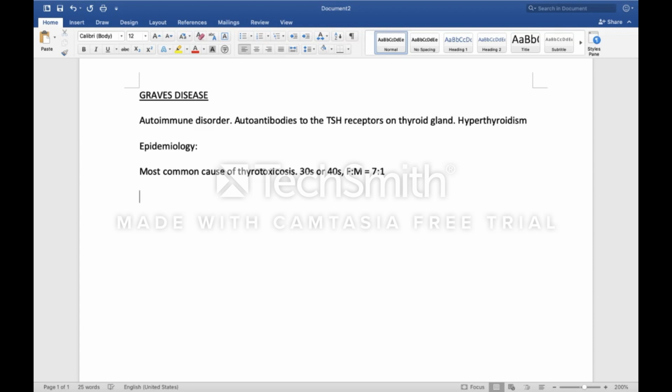There are different causes of this condition. For example, it runs in families, so we can say there is a familial predisposition to this condition.